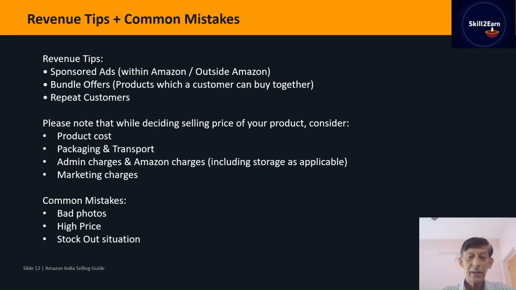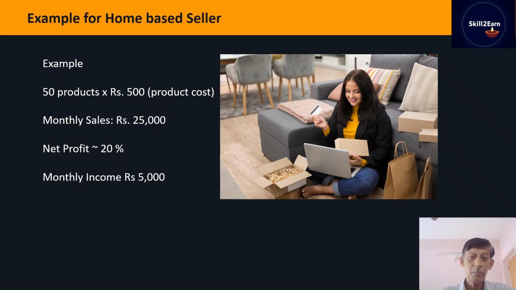Please note that while deciding the selling price, consider product cost, packaging and transport, admin charges, Amazon charges, which we can also call Amazon commission, and marketing charges. All these are to be added while deciding the product cost. Common mistakes: bad photos, high price, stock-out situations, or logo or product names not in line with what is expected in the market. If these are taken care of, you will be able to make good revenue.